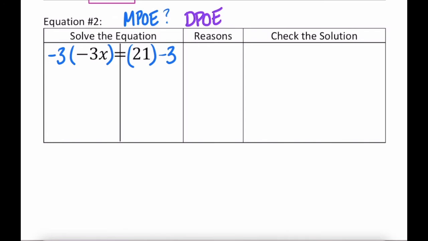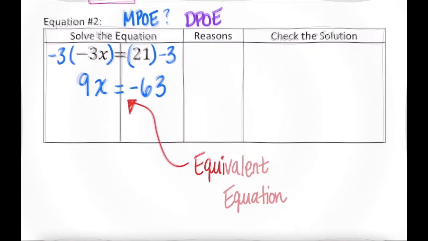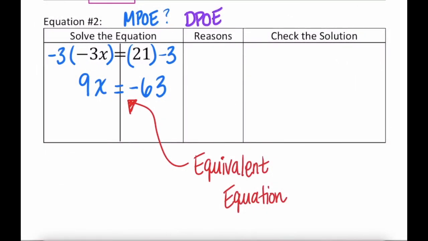Negative 3 times negative 3x is 9x. And negative 3 times 21 would be negative 63. Is this equation solved? No, this is again what we call an equivalent equation, because whatever x equals in this equation, x equals the same in the equation we just created, but the equation is not solved. So MPOE is not the property of equality to solve this equation.